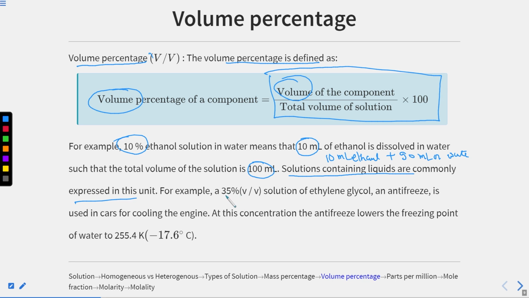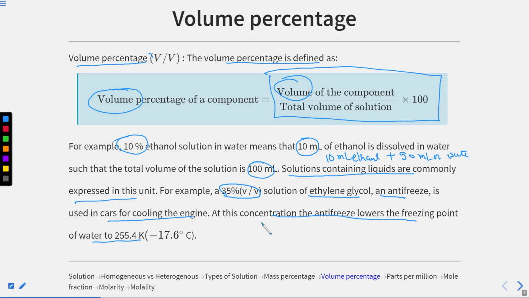For example, if we have a 35% volume by volume solution of ethylene glycol, an antifreeze used in cars for cooling the engine, at this concentration the antifreeze lowers the freezing point of water to 255.4 Kelvin. So here is a very good example of how this concentration term is used to make our life easier. What does this mean? It says that we take a 35% solution of ethylene glycol. What does this solution contain? It contains ethylene glycol plus water. And the volume by volume percentage concentration of ethylene glycol is 35%.